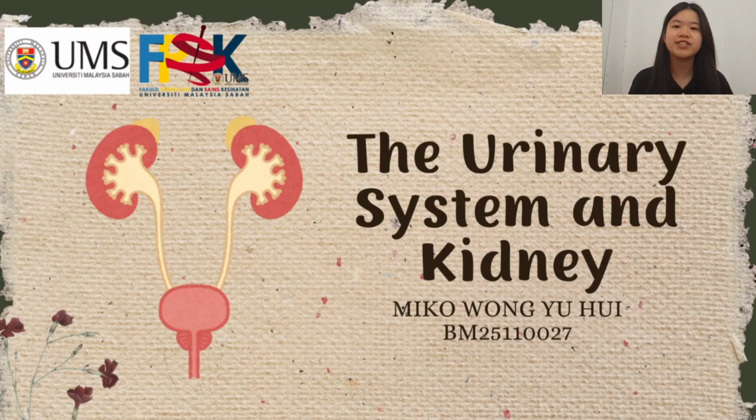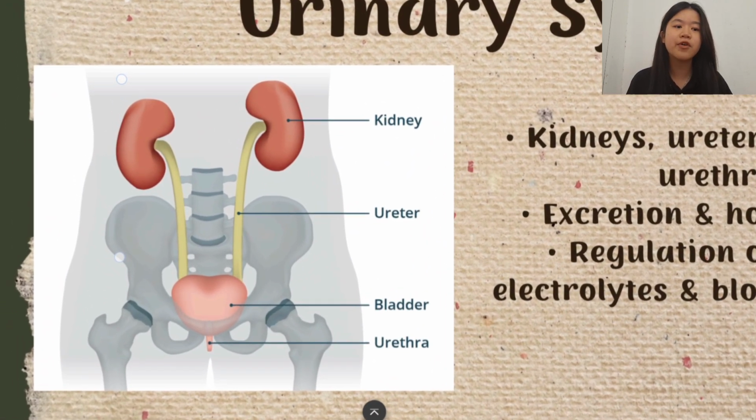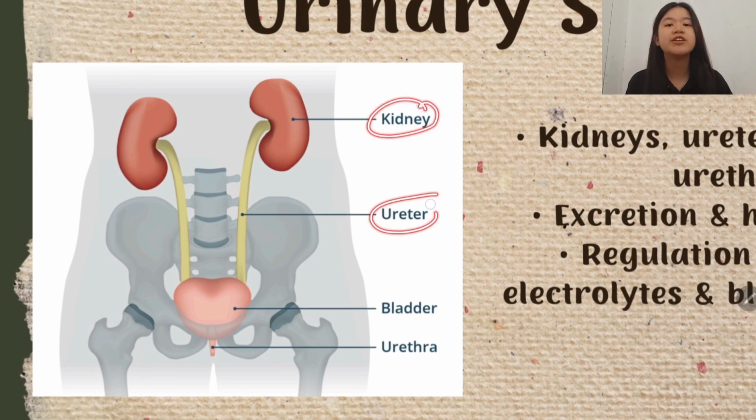The topic I've chosen is the urinary system and the kidney, with a focus on the structure, function, diseases, and modern technology related to the kidney. So first of all, let's take a look at the urinary system. The urinary system consists of four main organs, which are kidneys, ureters, urinary bladder, and urethra.